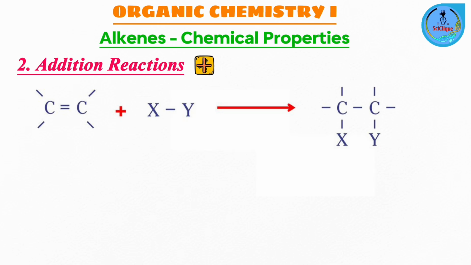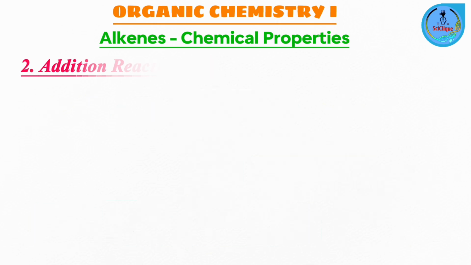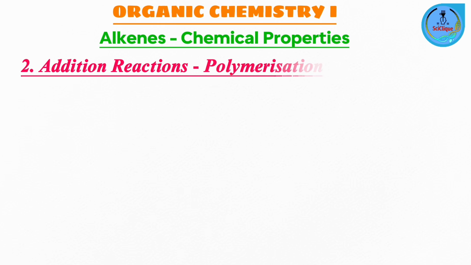Now, under addition reaction, I'm going to discuss the following. Number one, self-addition. Number two, hydrogenation, halogenation, hydrohalogenation, reaction with bromine water, and lastly, reaction with acidified potassium manganate 7. So as stated before, these are quite a lot of reactions because alkenes are reactive. Why? Because of the double bond. So let's start with the first one, the self-addition reaction.